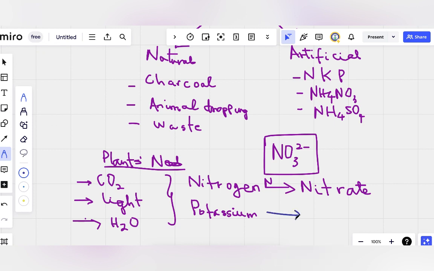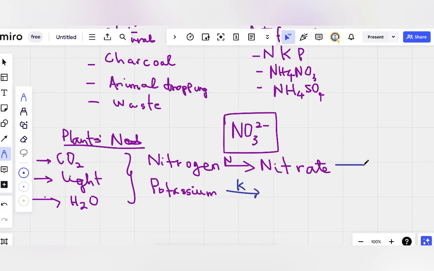So they need this potassium. What do plants need potassium for? Why do plants need potassium? What do they use potassium to do? They need potassium to produce protein also. It's very important for the manufacture of protein. Plants use potassium to make protein, and not only to make protein, but also to resist diseases.